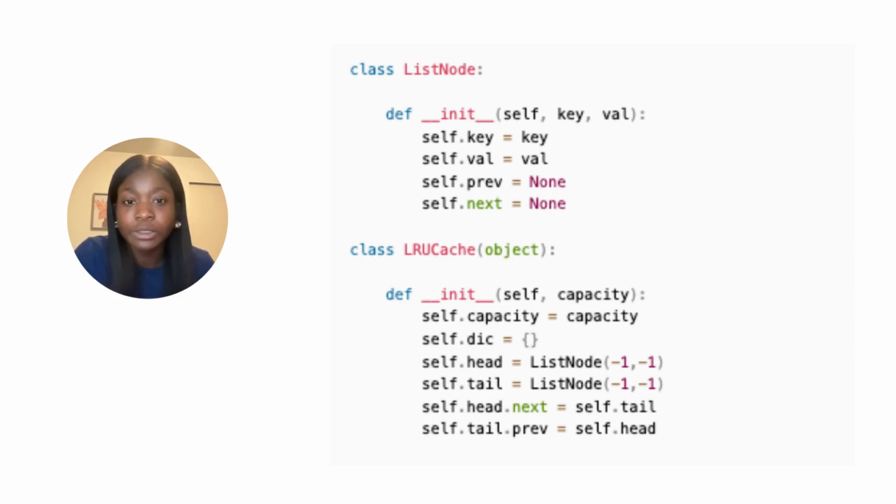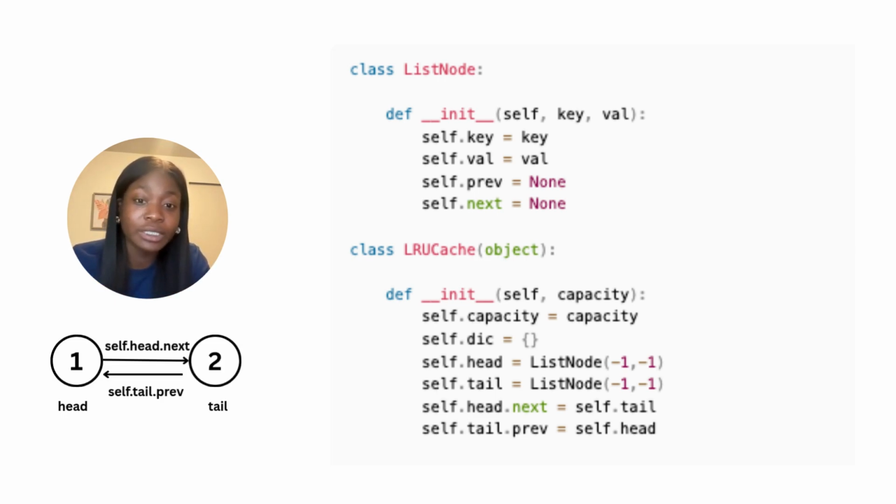LRU cache object. So I have capacity, I have a dictionary, which, like I said, is going to be assigning keys, and then the values will be the nodes. I have my head and my tail because I'm going to be working with a doubly linked list. Then we also have the head value, which is going to be the tail, and we have the previous value, which is going to be the head. So it's basically pointing, and I'm going to show you how that looks.